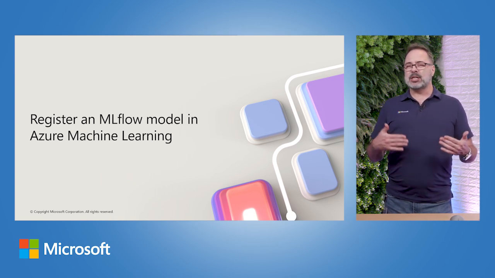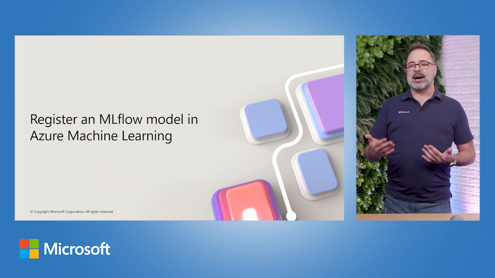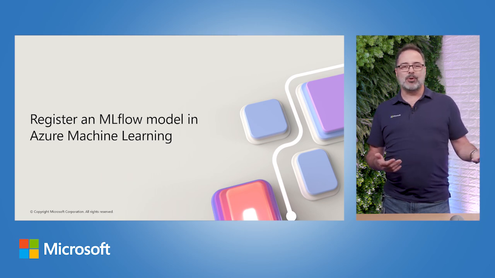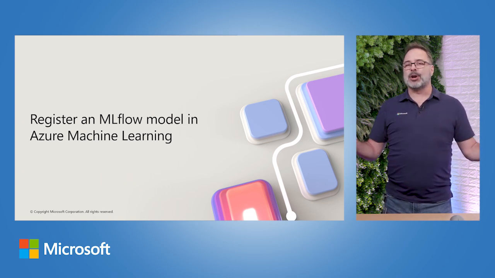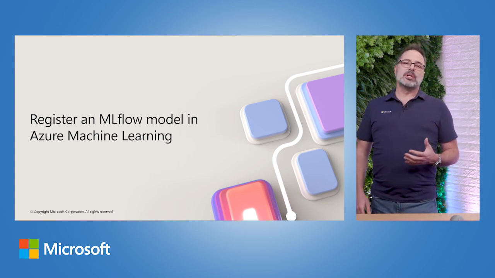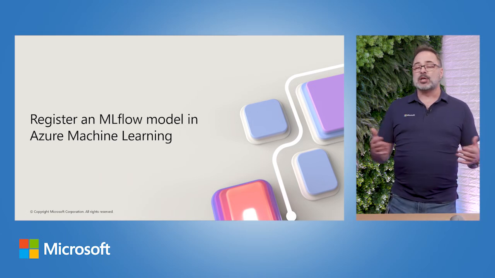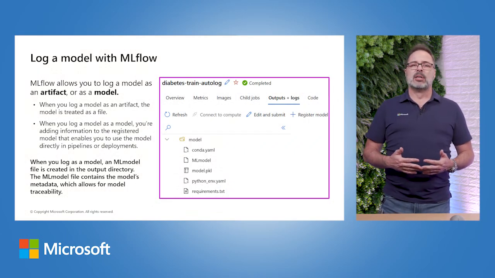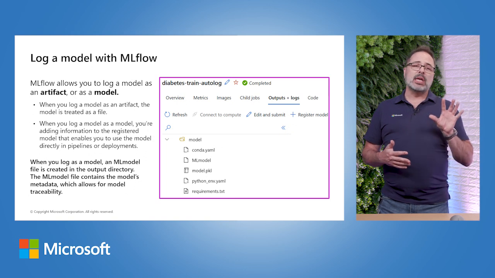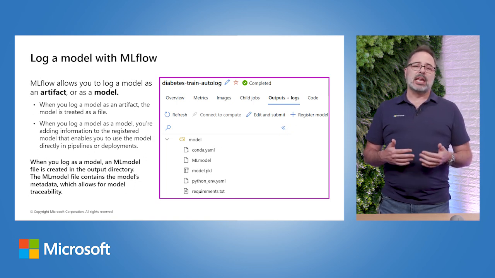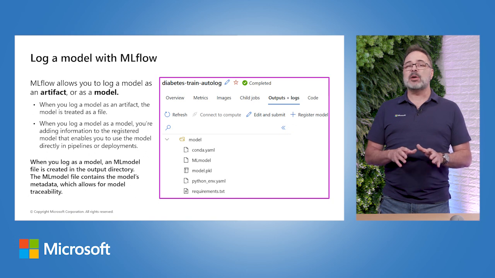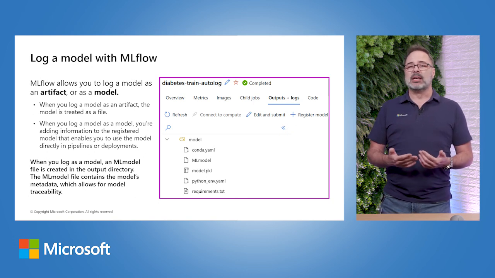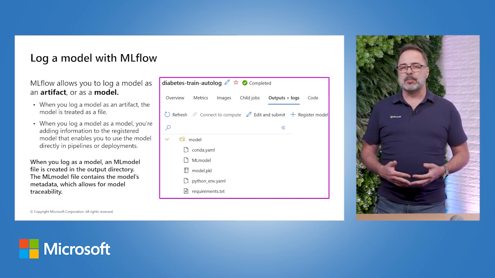But how do we control the process of organizing which models are ready for deployment, especially if they're potentially spread all over the place? The way that we do this is by registering the model with the Azure Machine Learning service. When we register the model with the service, we end up creating an ML model file, which is going to contain the model's metadata. It allows us to use the model directly in things like pipelines or deployments.